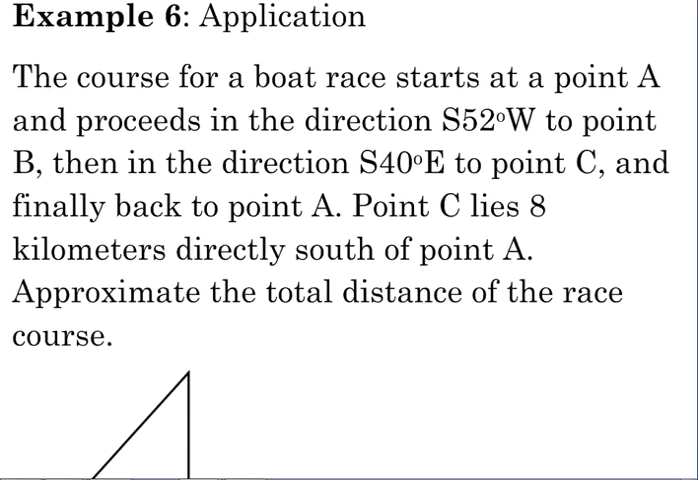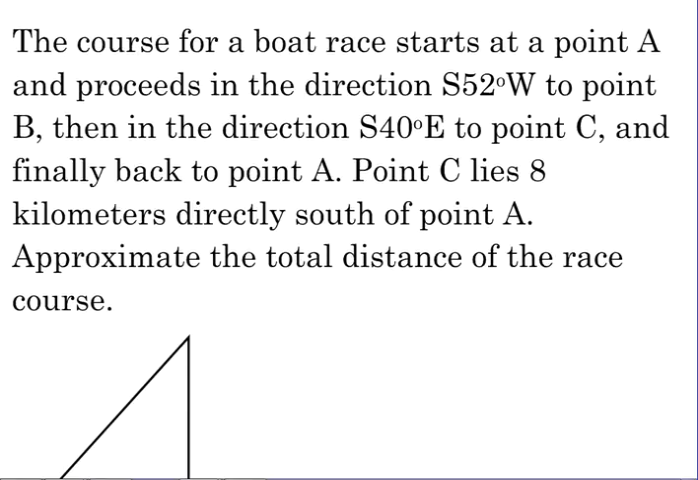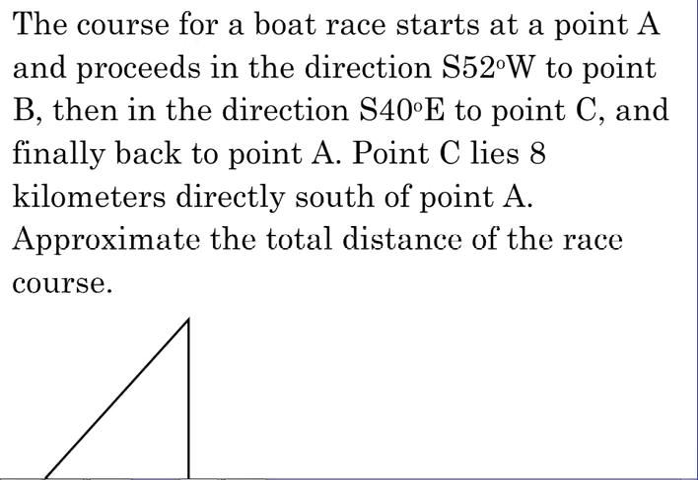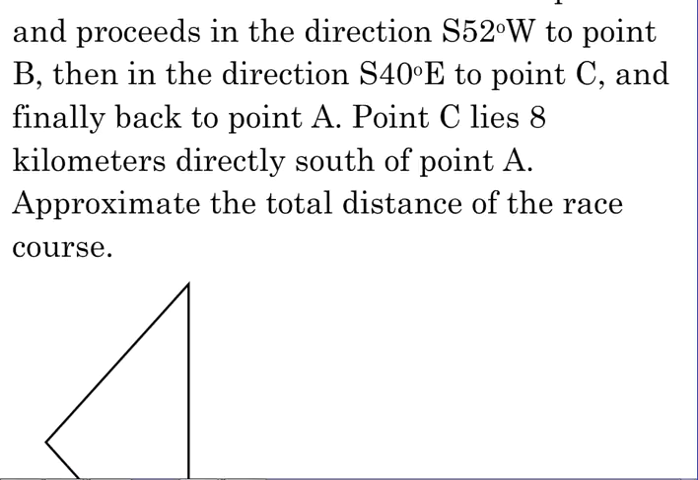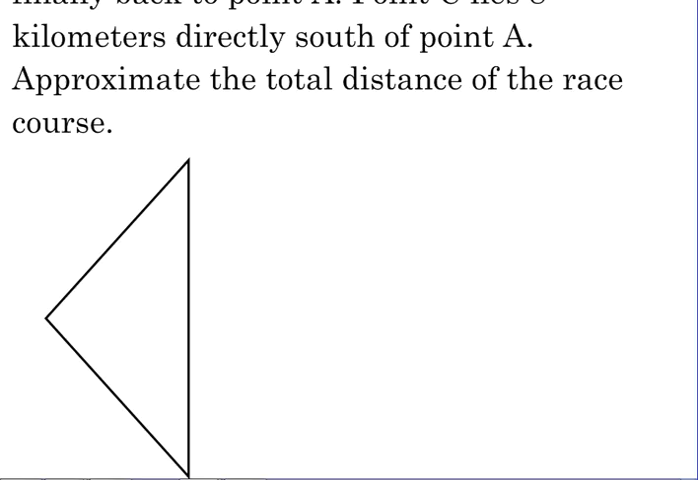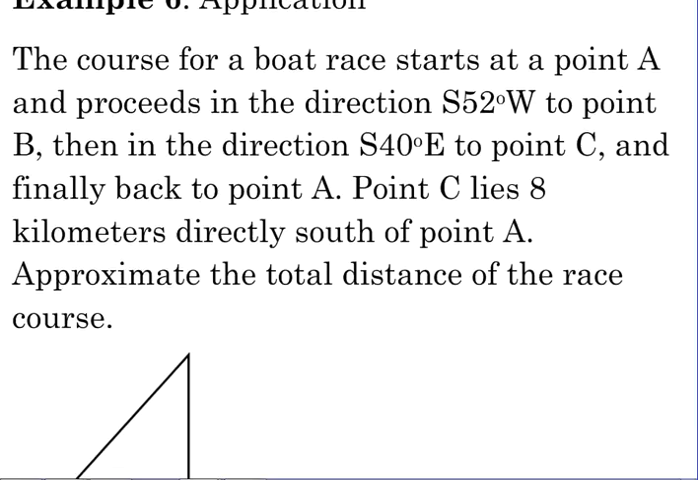To point B, then in the direction south 40 degrees east to point C, and finally back to point A. Point C lies 8 kilometers directly south of point A. Approximate the total distance of the race course. So that was a whole bunch of information right there. We need to put it in a picture.